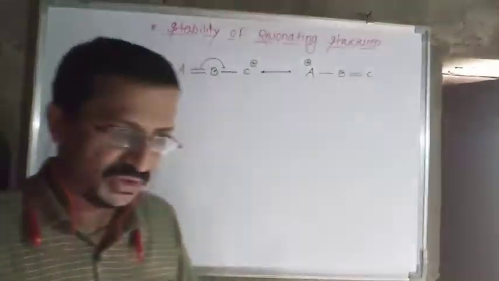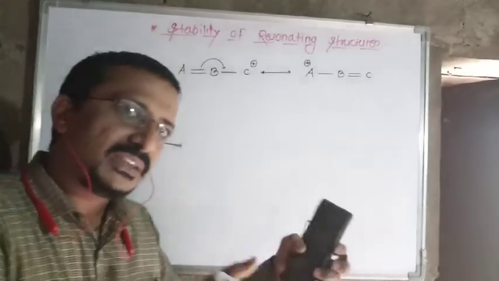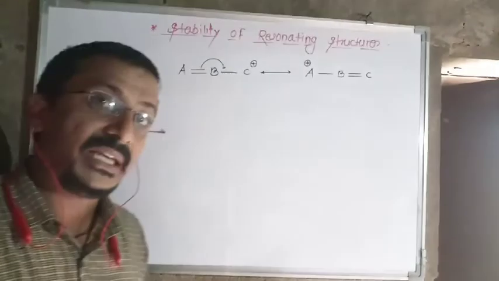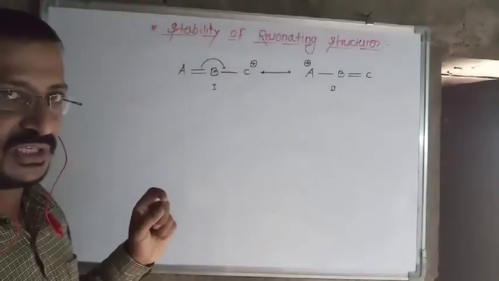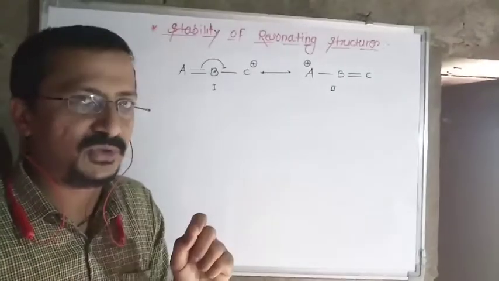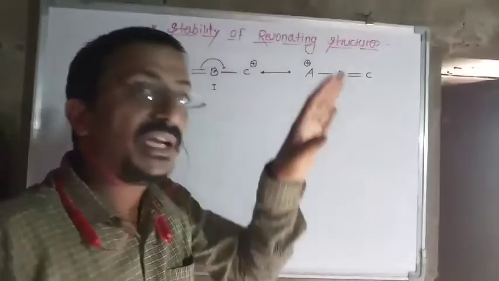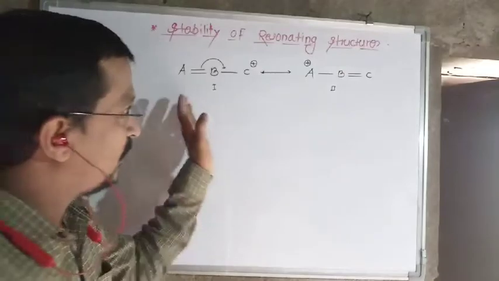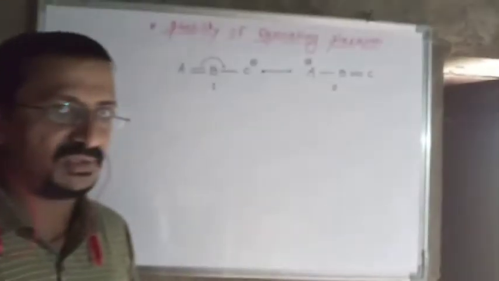In different resonating structures, different atoms carry different charges. Now see, in the first case, A double bond B, C has a positive charge, means the C atom carries positive charge. But in the second structure, the A atom carries positive charge. Even so, these two are resonating structures.